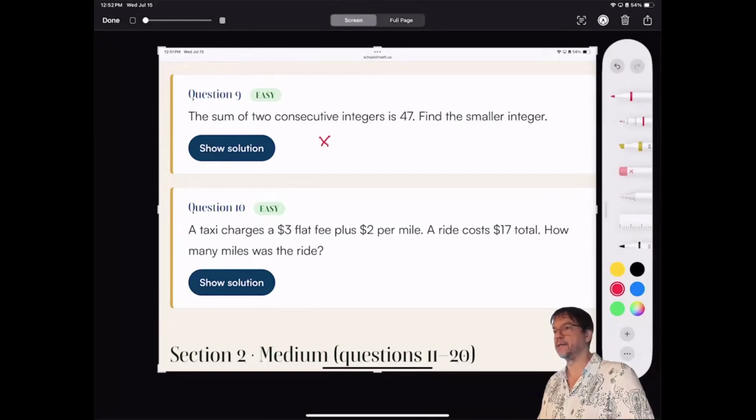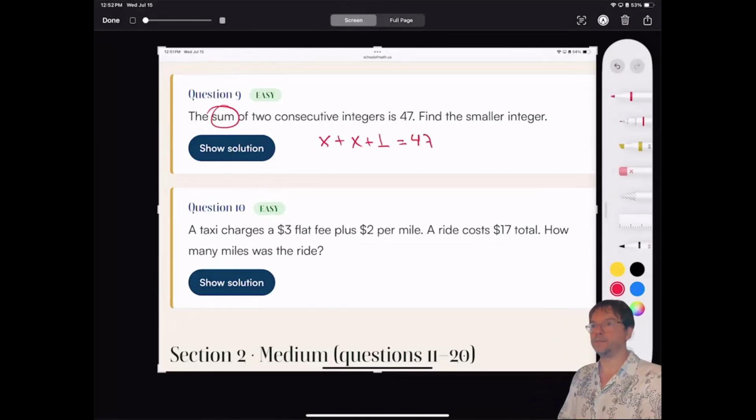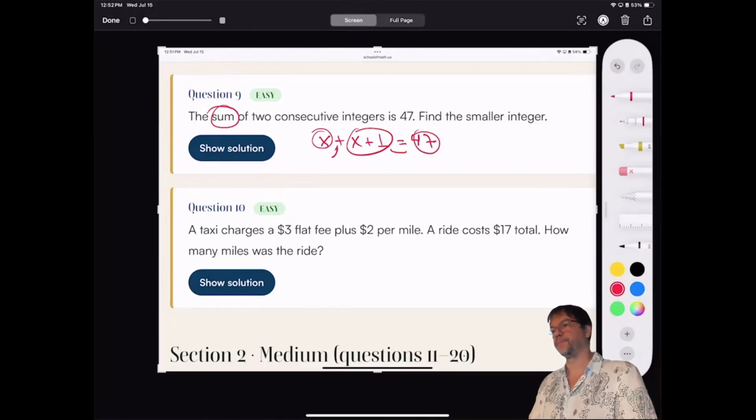And he says it is consecutive. How do I write the second one as a consecutive of the first one? x plus 1. Yes. How are they related in terms of operation? Look at the screen. Addition. Yeah. Okay. What is the result? So the sum of 2 consecutive numbers is equal to 47.